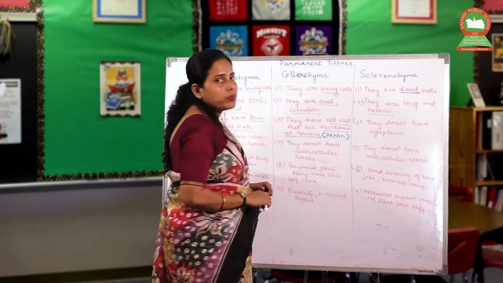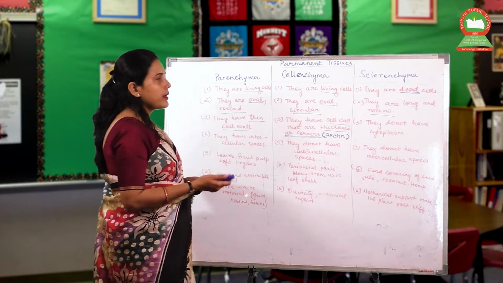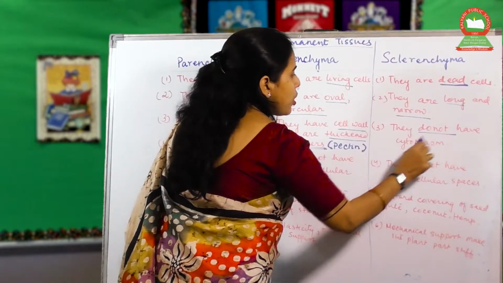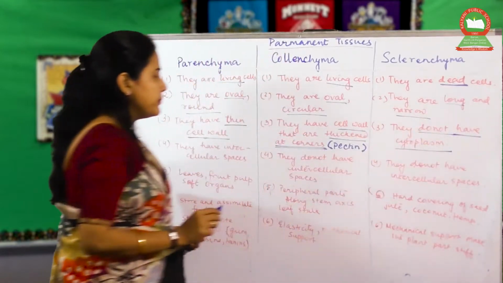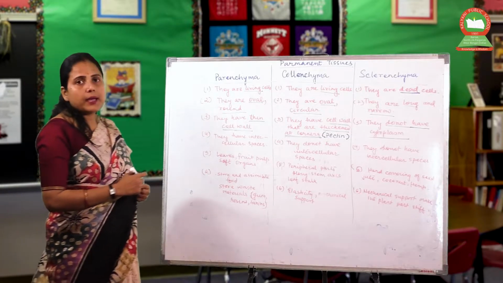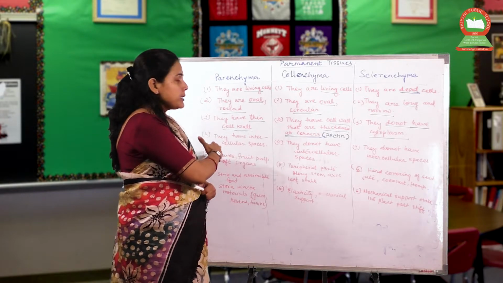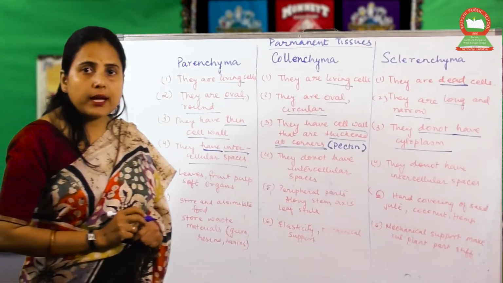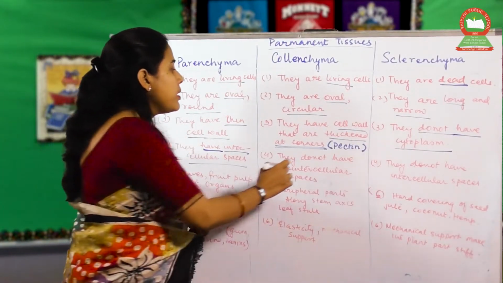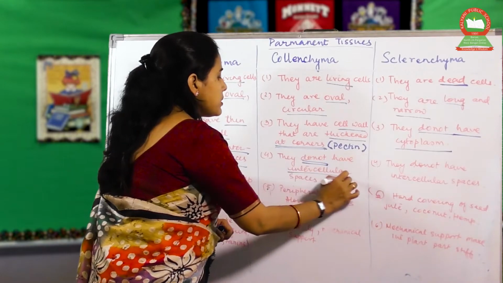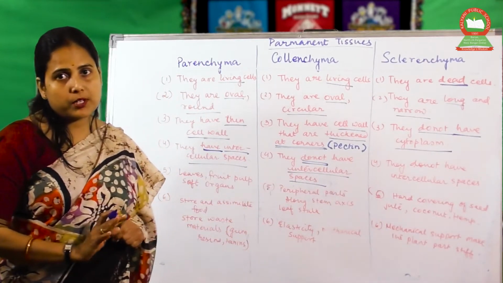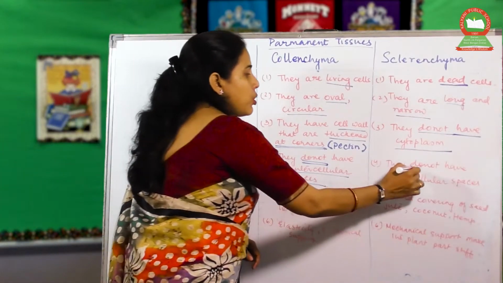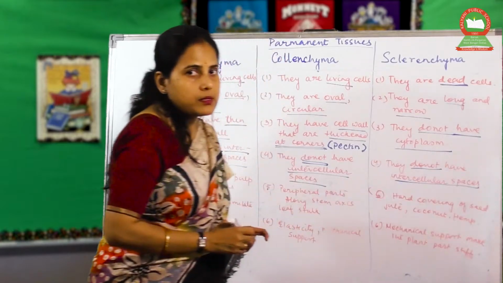They do not have cytoplasm inside them as they are dead cells. Now you have to remember this, they do not have cytoplasm. Now in parenchyma tissues, the intercellular spaces are present, whereas in collenchyma tissues there are no intercellular spaces. They do not have intercellular spaces in them, as well as in sclerenchyma tissues there are also no intercellular spaces.